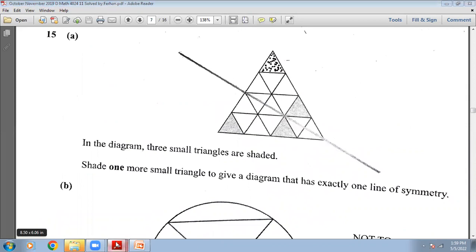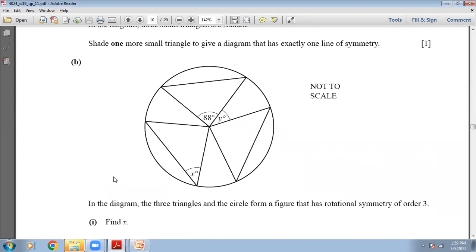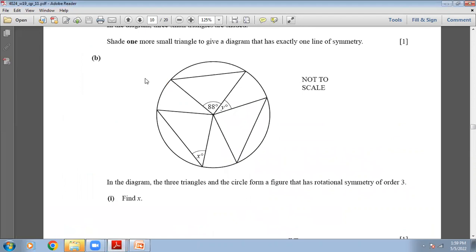Then we have the next question. Here we go. Okay. So he says in the diagram, the 3 triangles and the circles form a figure that has rotational symmetry of order 3. So these 3 triangles are the same. So if it is 88, it is 88, it is 88. If this is Y, this is Y, this is also Y. So because it's a circle, and so this is radius, it is 88.